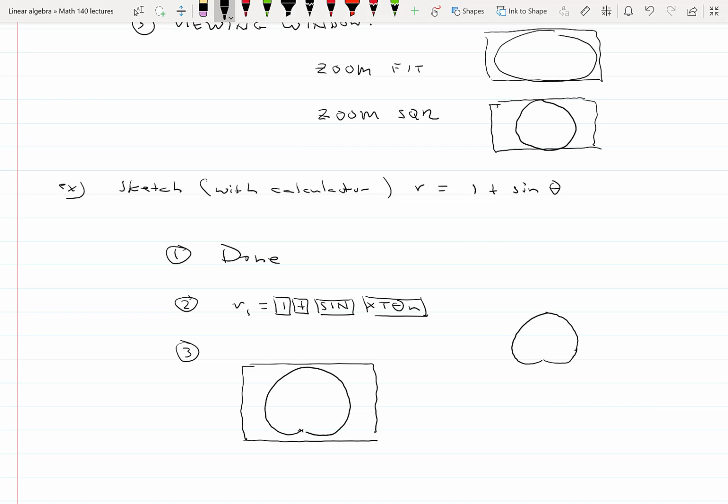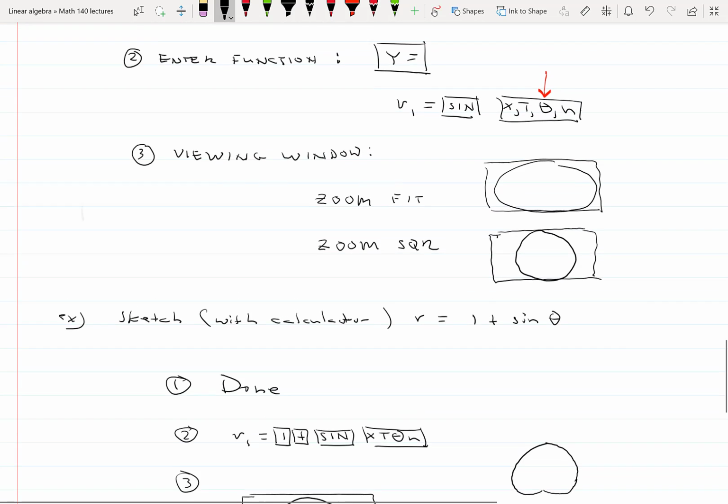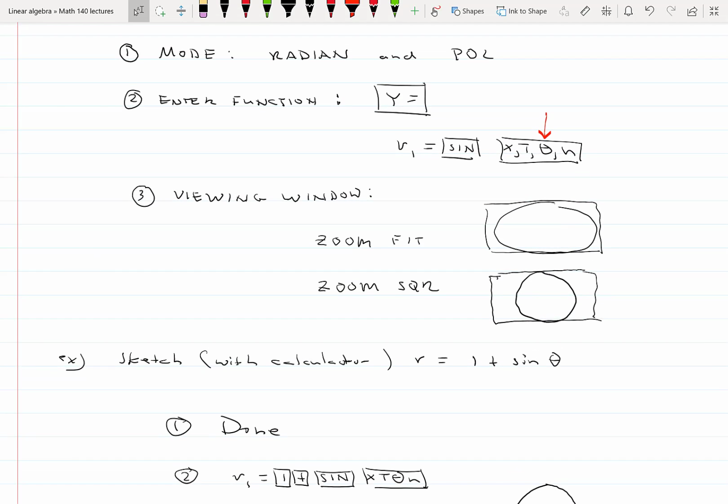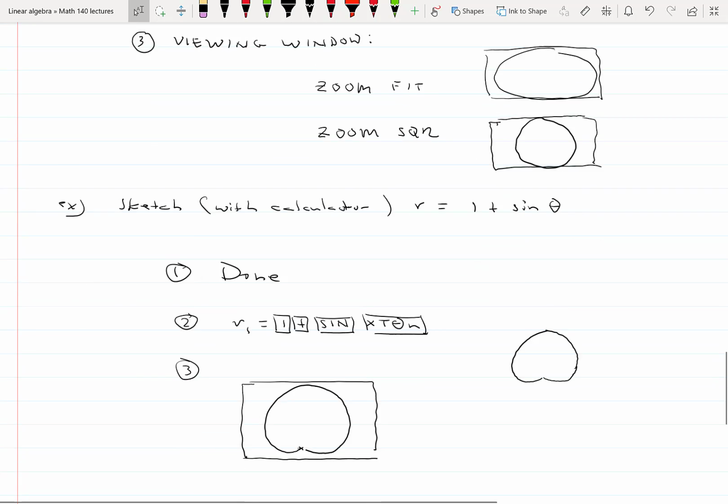Okay, and that's it. So when you do the homework, if you've got time from this section, sketch one or two of the homework problems by hand, constructing the chart. But definitely sketch them using the calculator. It's a very simple matter. You change the modes, radian mode and polar mode, enter the function, step 2, and then push zoom fit, zoom square, and you should see really quick and nice images.